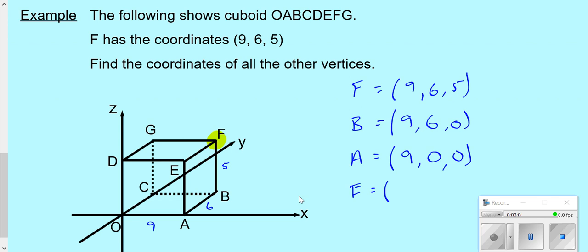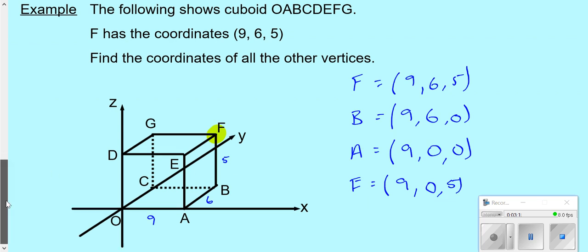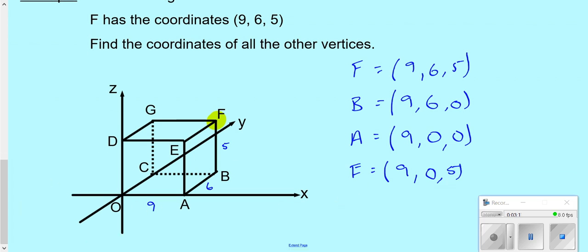E, again, same X value, same distance along, so that's going to be 9. It doesn't go back the way because it's on top of A, so that's going to have a Y value of 0, but it does have a height, so it's got a height of 5. Now, 4 more to do. Nice, easy one, the origin here. 0, 0, 0, because it's not moved.